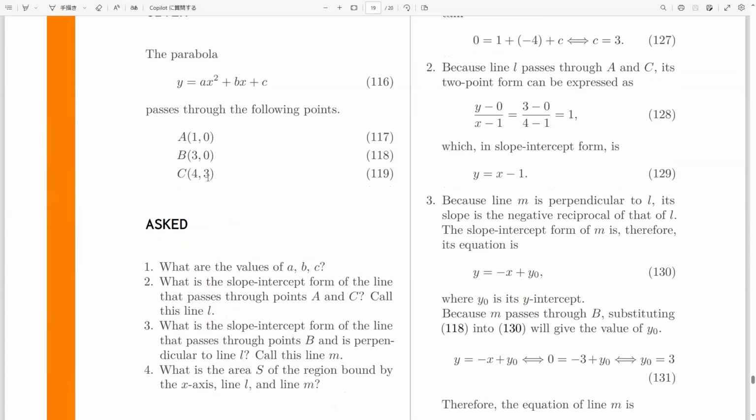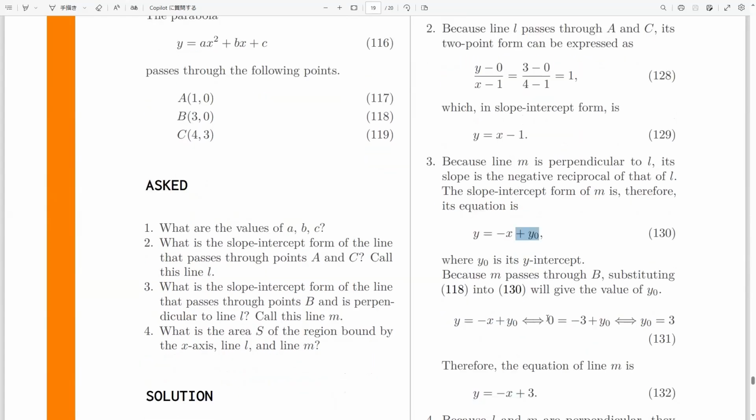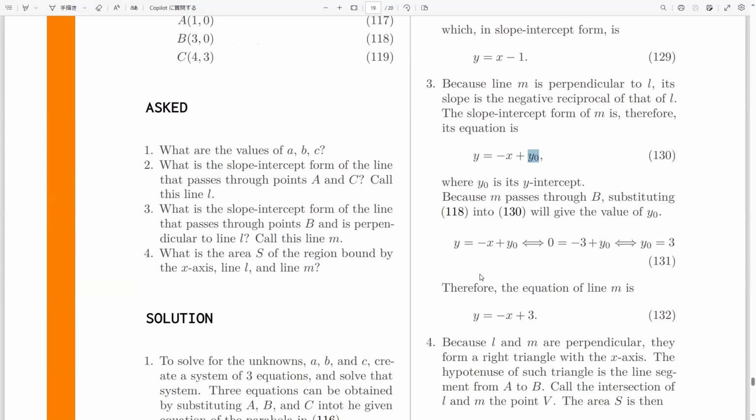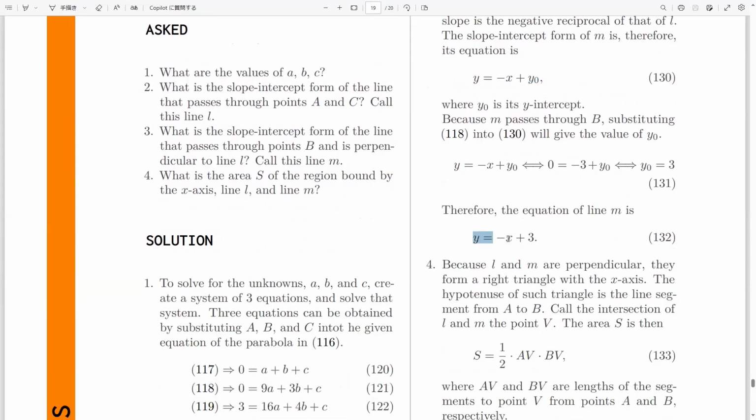We're going to replace the x's with 3, because we're using B. So we replace this with 3. We replace the y with 0 because that's 0 there. Now we can get y sub 0. So negative 3 in here, you get 0. So we get y sub 0 equals 3. Now that we know that, we can replace this with that value. And we now know that the equation of the line M is this one.